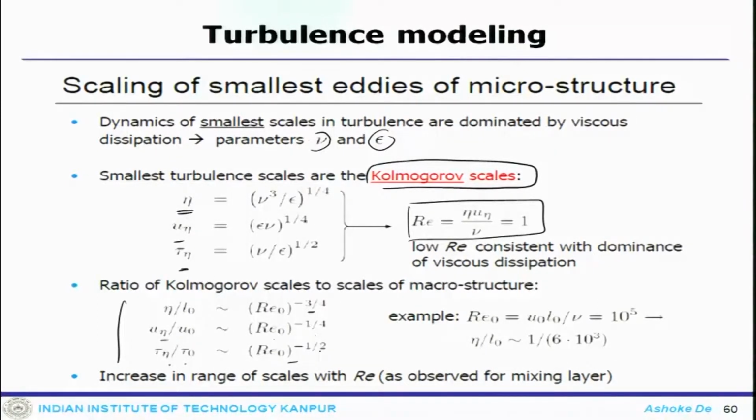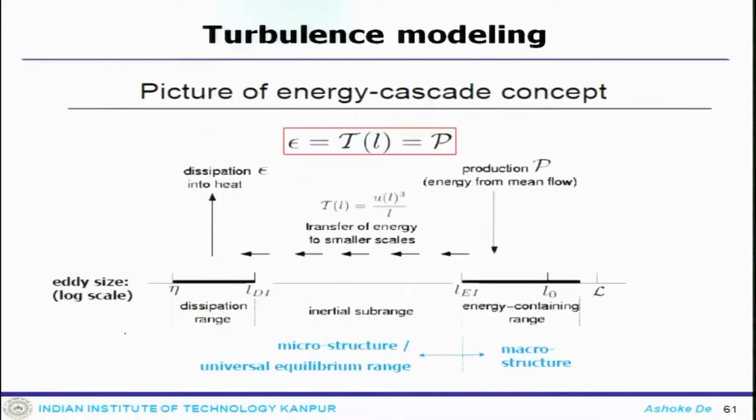So, the range of scales increases with increasing Re. If you have a higher Reynolds number case, your scales become smaller, and essentially your computational grid needs to take care of that small scale.